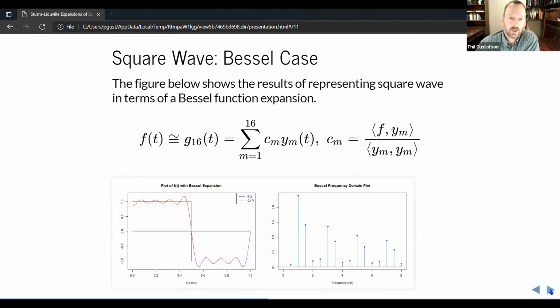In the square wave case, again, the Bessel function expansion in red looks similar to the sine wave expansion in the previous example. The stem plots of the coefficients do look a little different than what we had for the sine waves. But there's things to talk about there with my students.